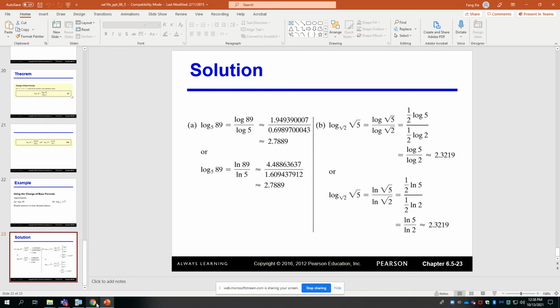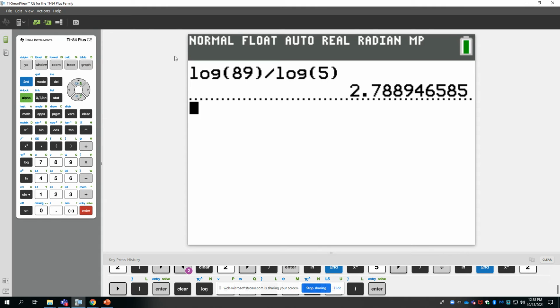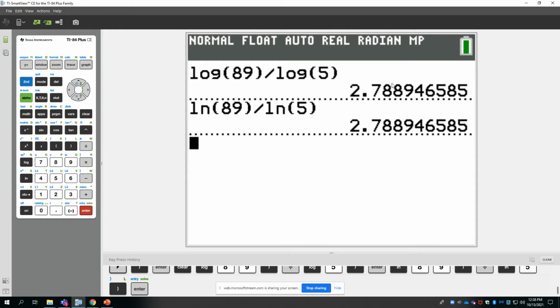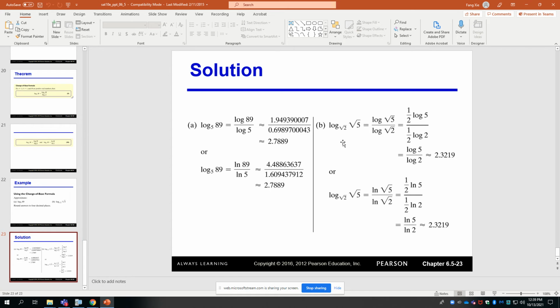2.7889, right? All right, let's try the natural log, which is ln right here. ln 89, close parentheses, divided by ln 5, close parentheses. You will see we get exactly the same result. We round it to 2.7889. That's how to use the change of base theorem to evaluate any log on the calculator. All right, let's try the last one.